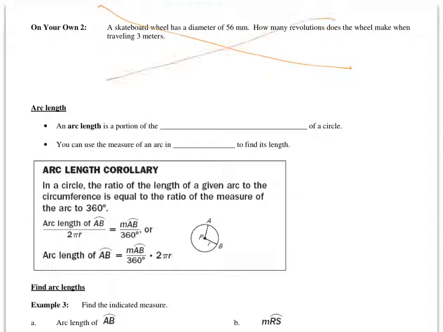So again, we're not going to do this because that's a distance traveled one. So let's look at arc length. An arc length is a proportion of the circumference of a circle. You can use the measure of an arc, in degrees, to find its length. Last chapter we talked about arc measure. Now we're going to talk about arc length as well.